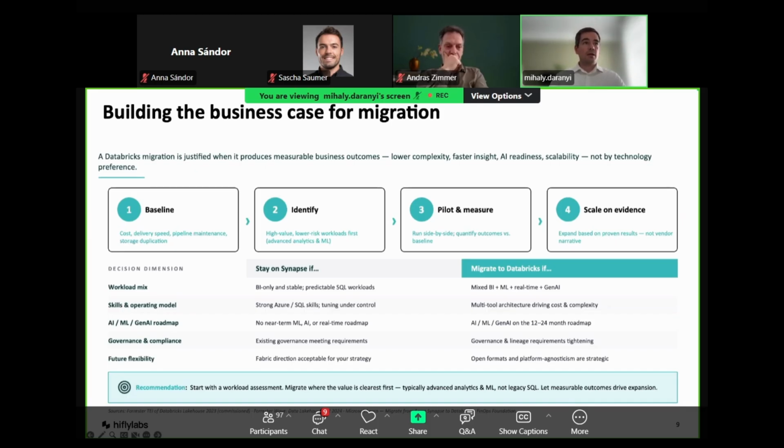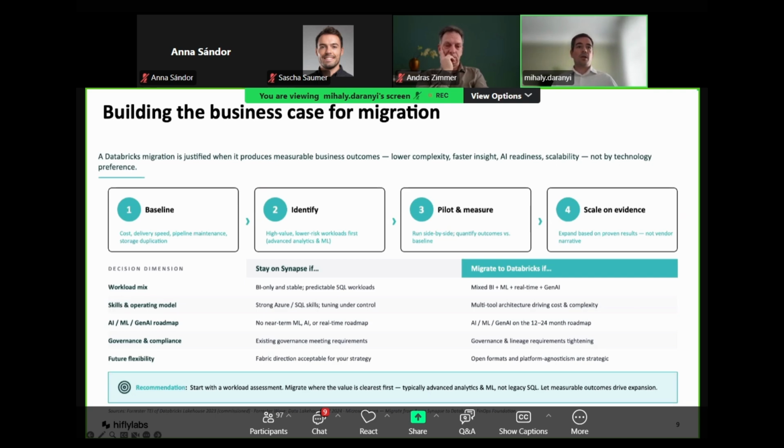And the third one is the AI, machine learning, and GenAI roadmap. If you don't have machine learning or AI initiatives or real-time in the upcoming months, then you should stay on Synapse. But if you have more AI and machine learning initiatives coming up in the next 12 or 24 months, I think you should consider moving to Databricks.